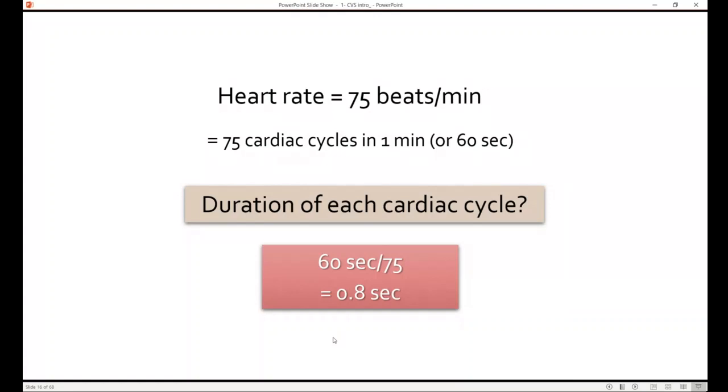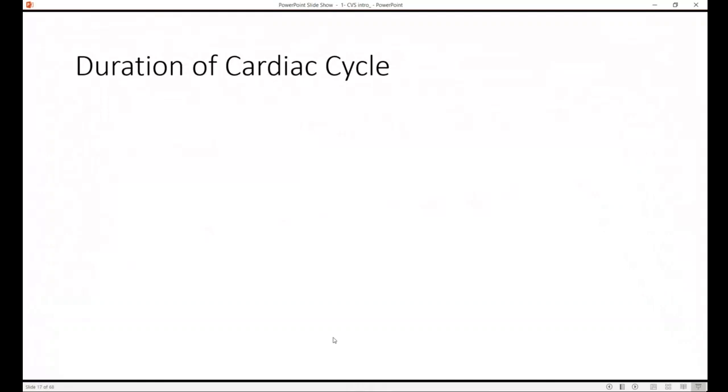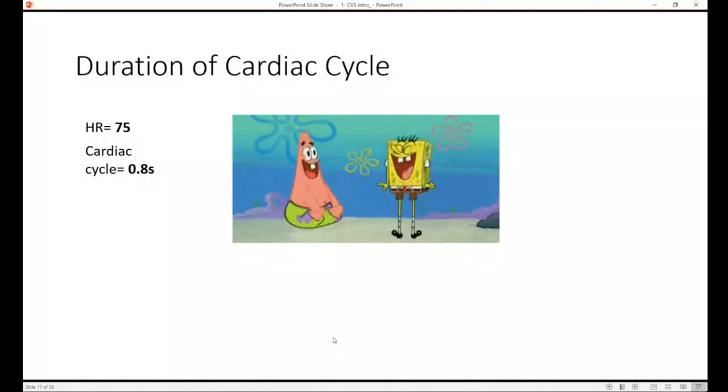So the whole cycle of systole and diastole is completing in 0.8 seconds. If we further break it down, let's look at the duration of the cardiac cycle. If the heart rate is 75, the cardiac cycle is 0.8 seconds, right? Now, usually the diastole is longer than systole, so you need more time for the heart to fill than to pump out the blood. So usually, if the cycle is 0.8 seconds, all right.